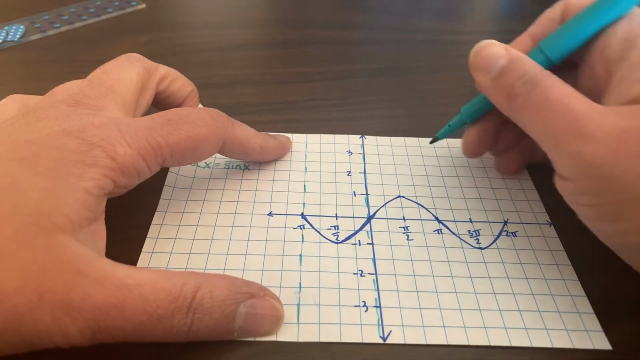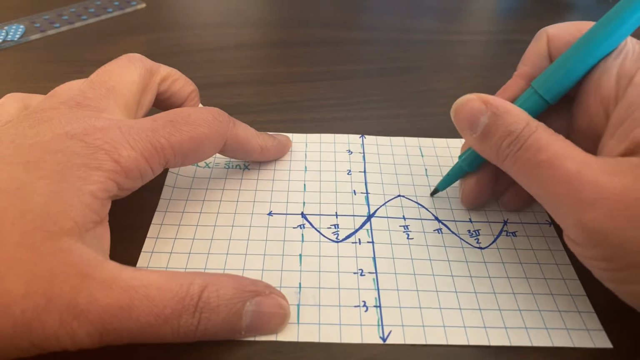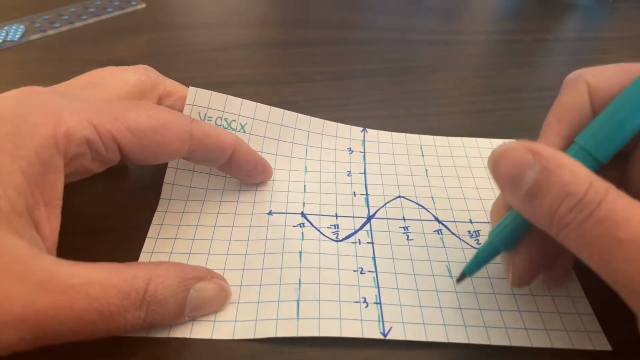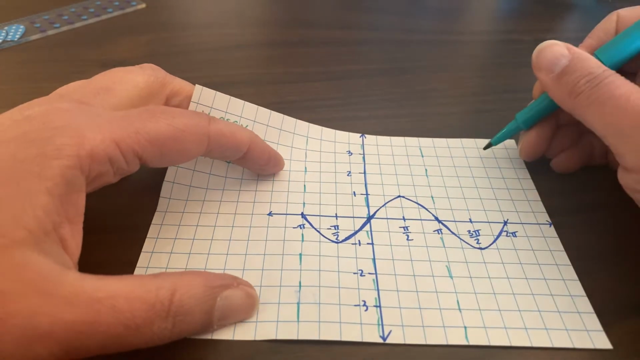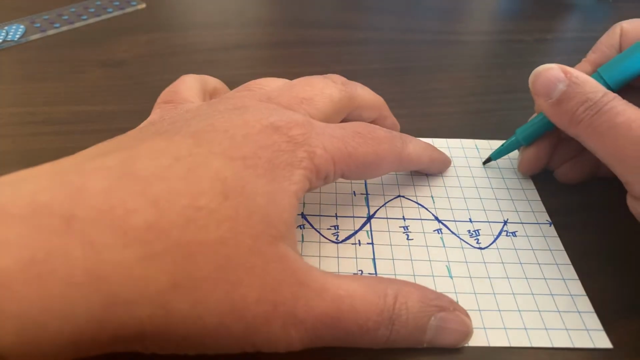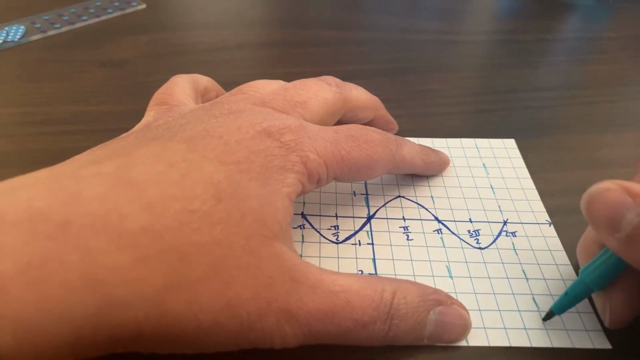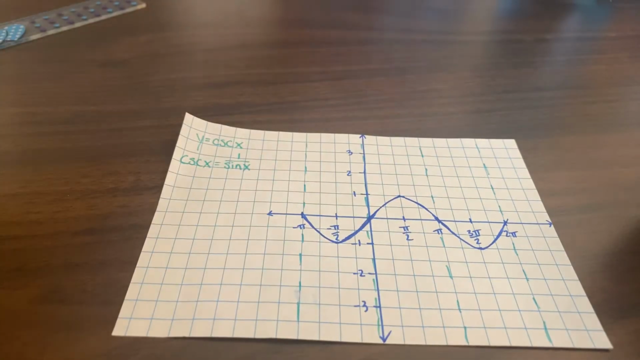This one's hard to see. Okay. Can you see that? Probably not. This marker is dying. So I'll trade it out.